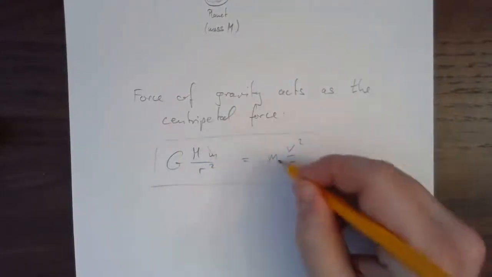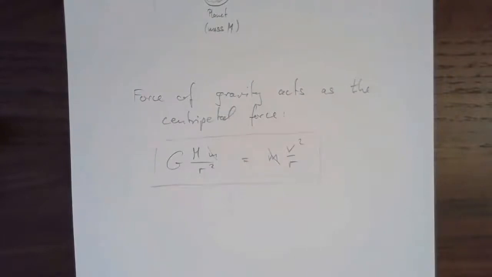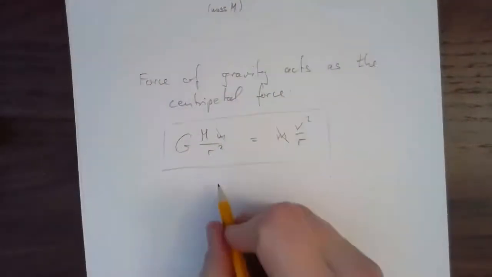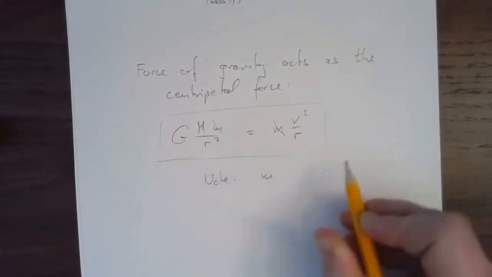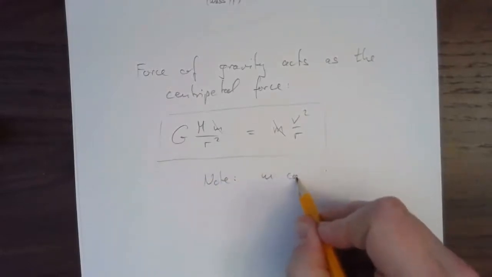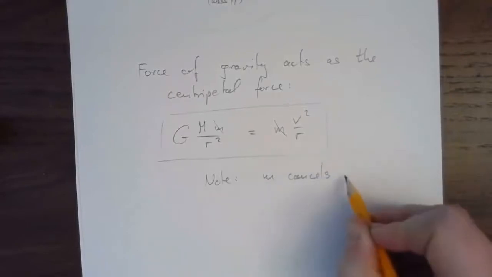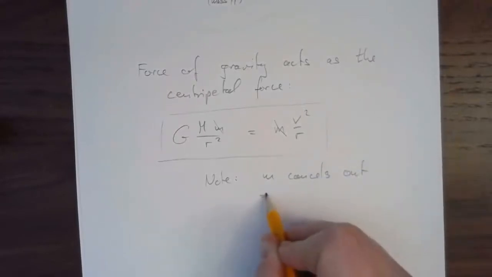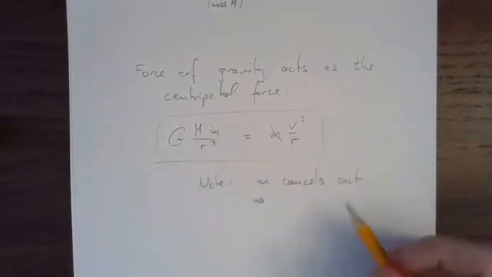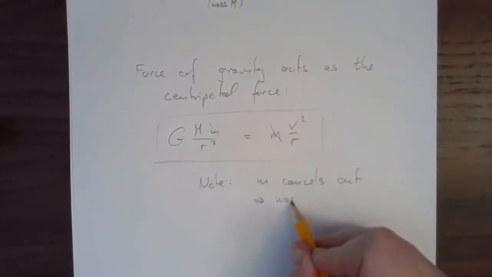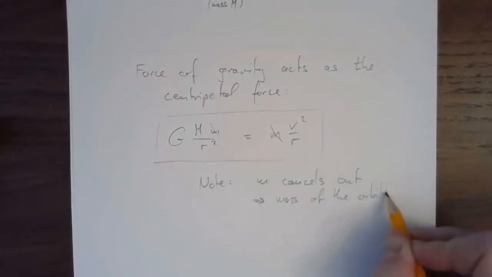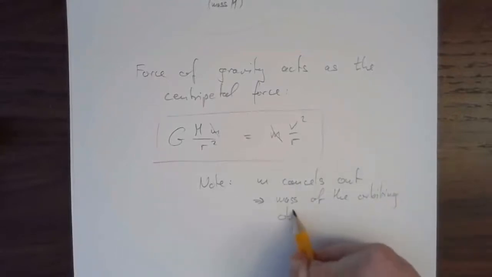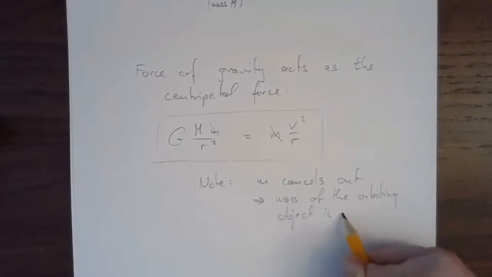Now, of course, the masses here cancel out rather nicely. So, to make a note of that, note that little m cancels out, and m is the mass of the satellite. So, what does it mean physically? The fact is, it cancels out: the mass of the orbiting object is irrelevant.